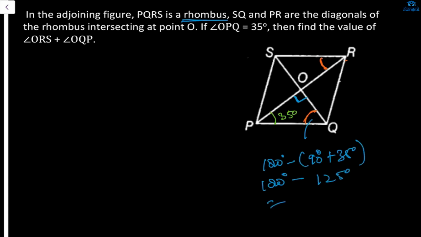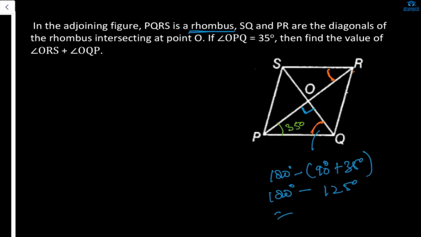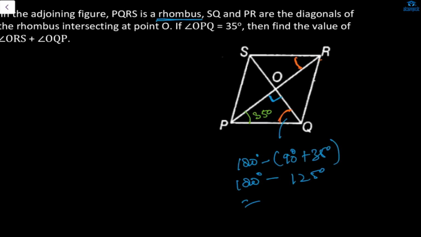Is it 35 or 36 that is given? It is 35. So what will it be? It will be equal to 55 degrees. So this angle will be 55 degrees. Now we have to find out this angle, and you can find this one very easily.